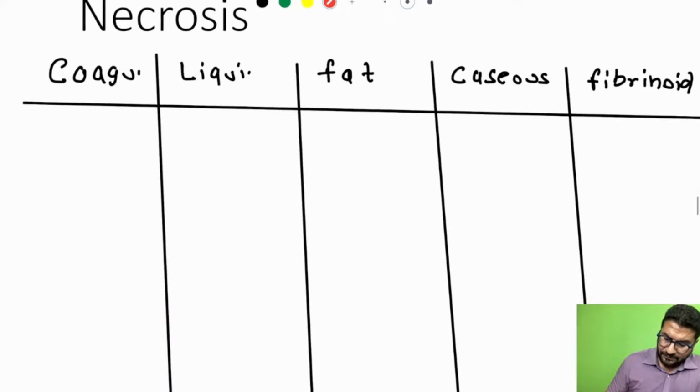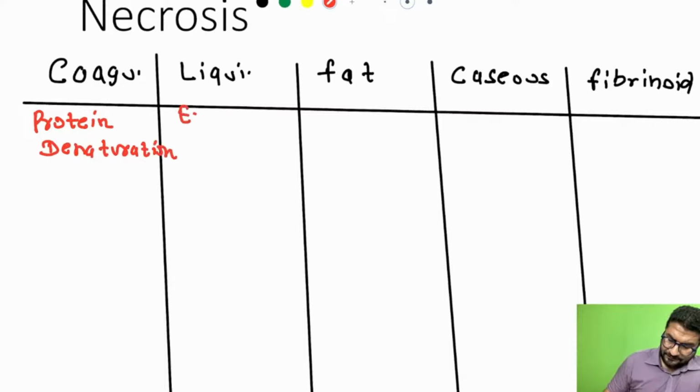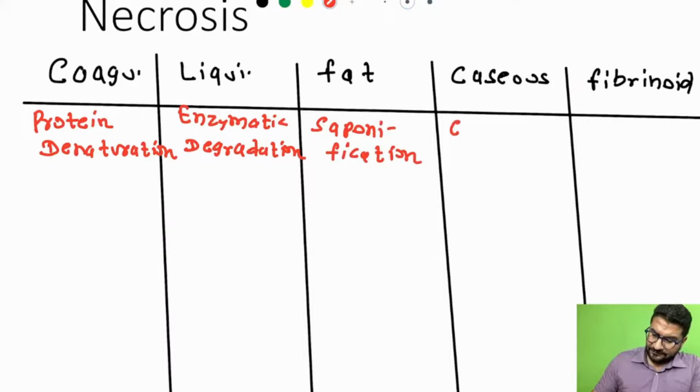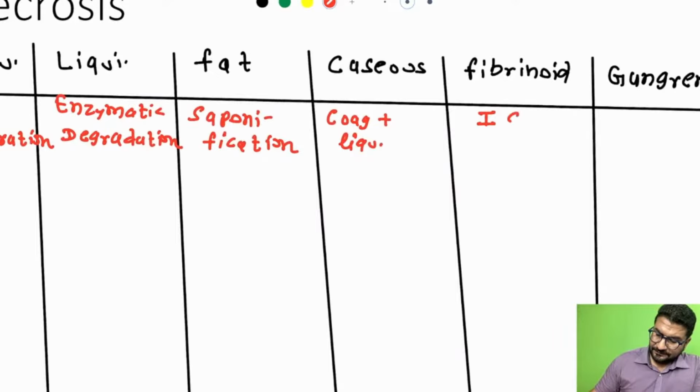Coagulative is due to protein denaturation. Liquefactive occurred due to enzymatic degradation. Fat necrosis occurred due to a process, and this process is called saponification. Caseous is a combination of coagulative and liquefactive. Fibrinoid is due to immune complex.